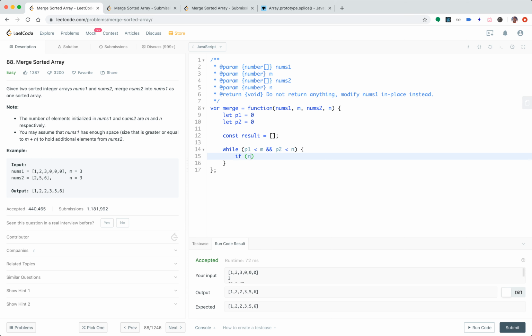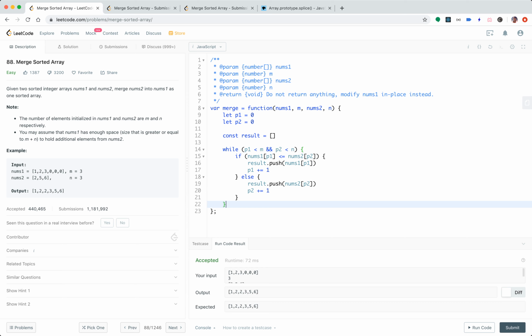If nums1 P1 is smaller than nums2 P2, result will push nums1 P1, and then P1 plus equals 1. For the other case, result push nums2 P2, P2 plus 1.